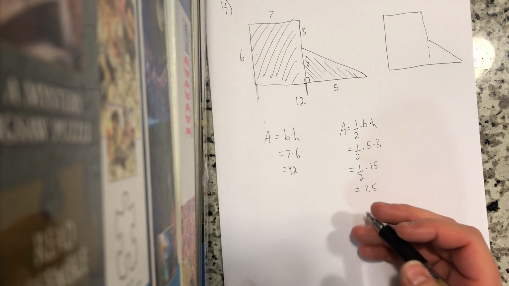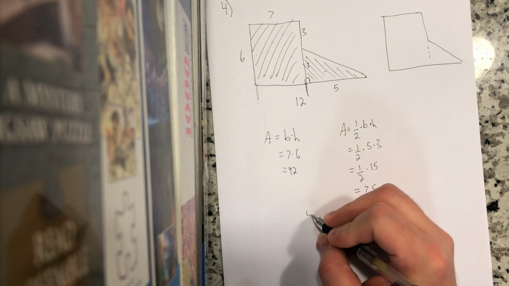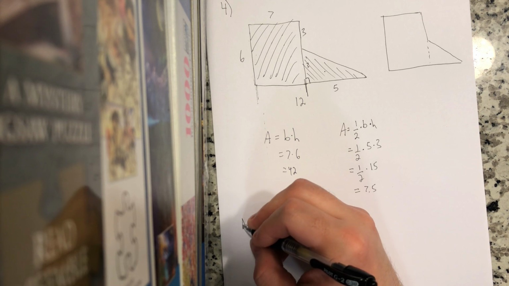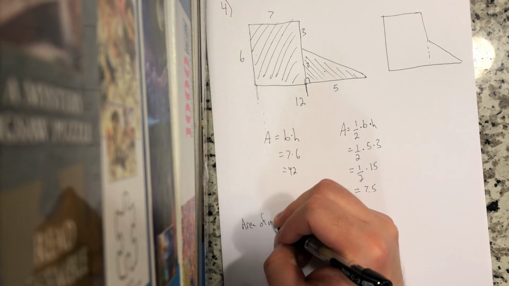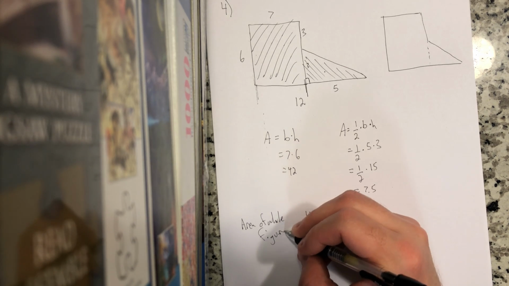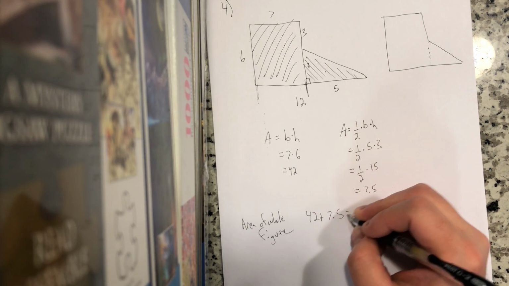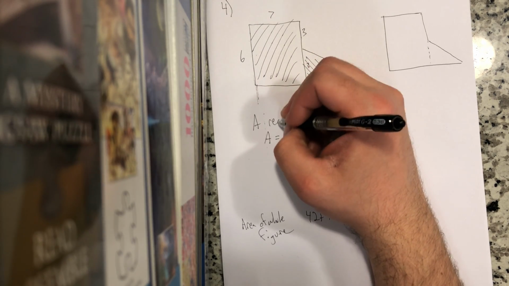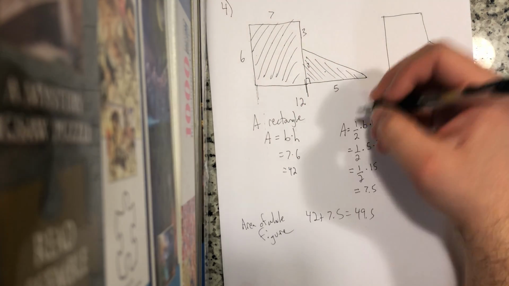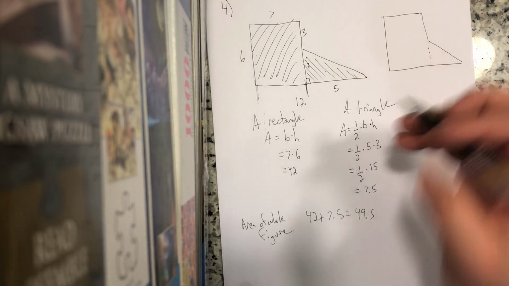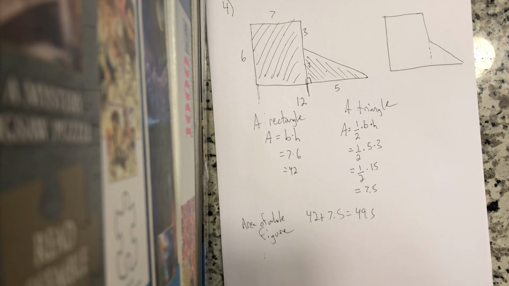Now we wanted the area of the entire figure, so all you do is you add them together. The area of the whole figure is 42 plus 7.5, which is 49.5. So again, this is the area of the rectangle. This again is the area of the triangle. And then the area of the whole thing, you just add those two parts together.